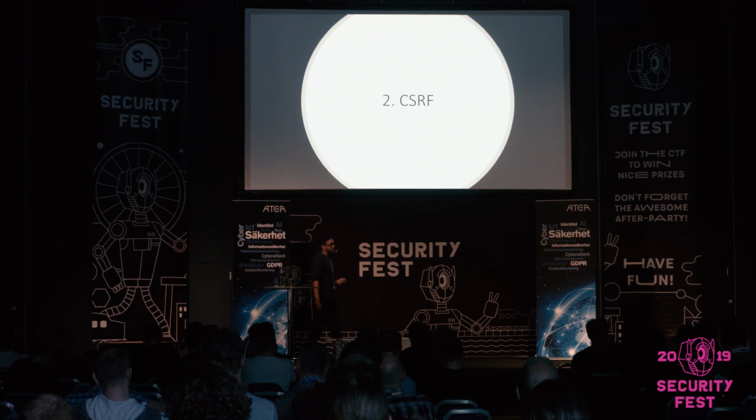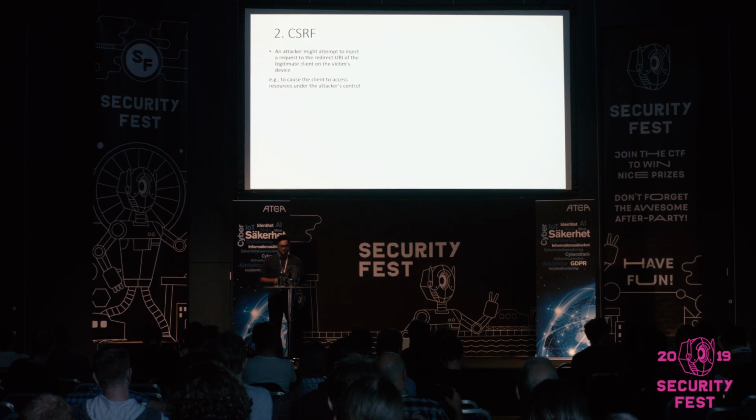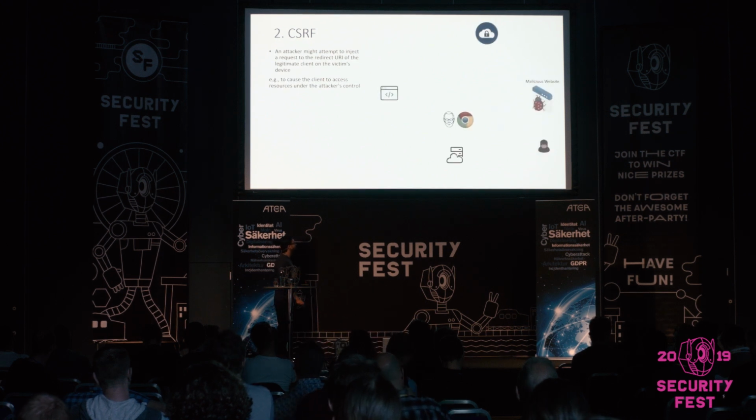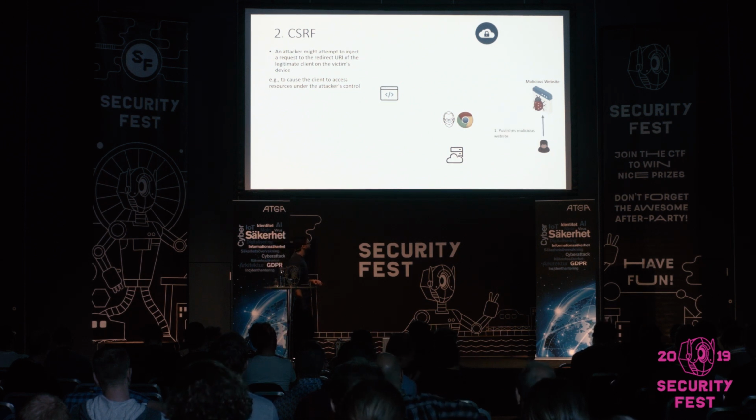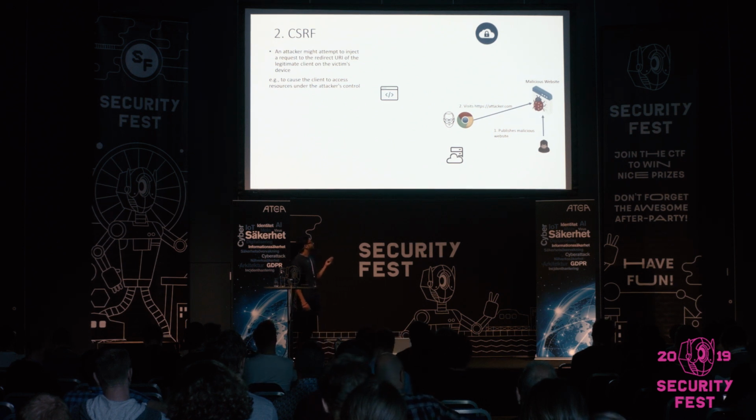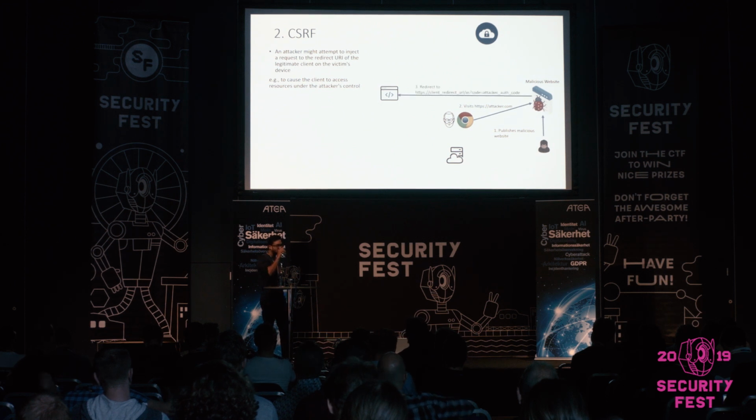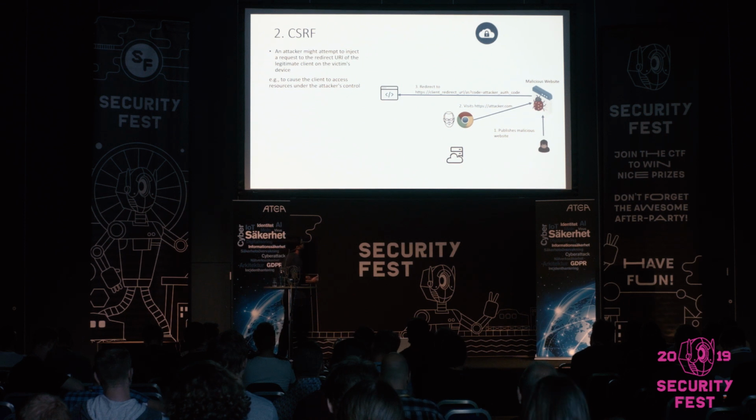And then we have the cross-site request forgery on the client redirect URI. So let me explain this with the help of a flow diagram. So we have the attacker here who's publishing a malicious website, and the user or the resource owner happens to visit this malicious website. The malicious website then generates a forged response with the attacker's auth code in it.